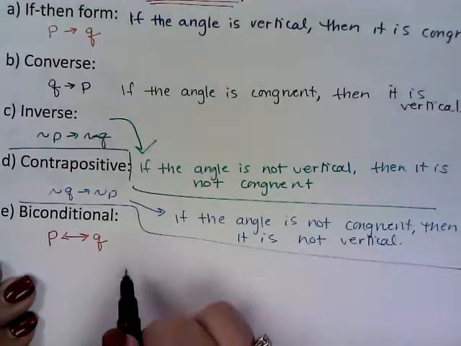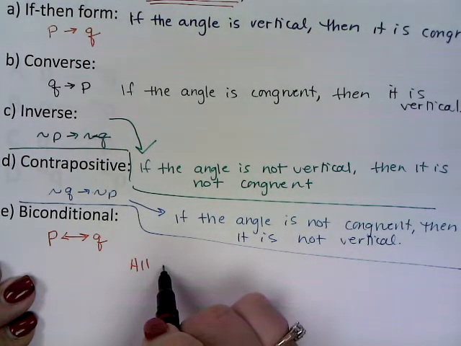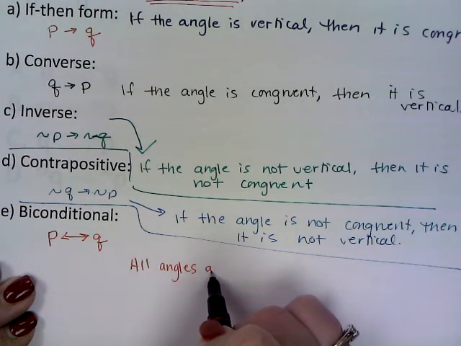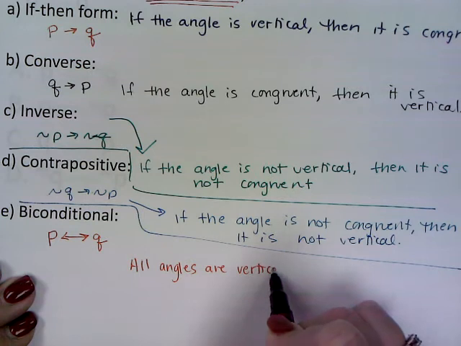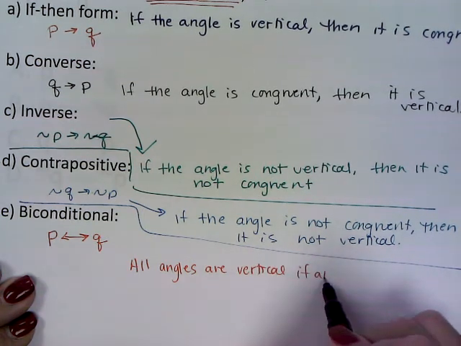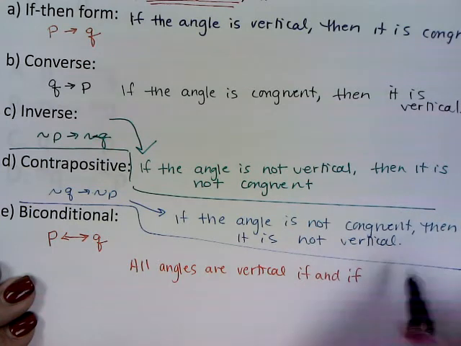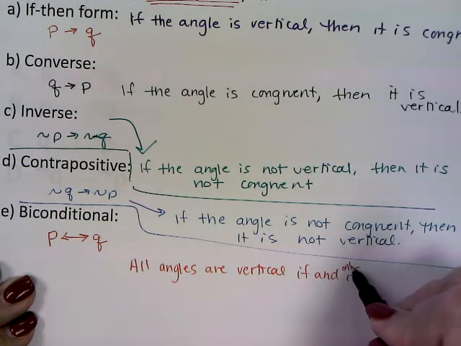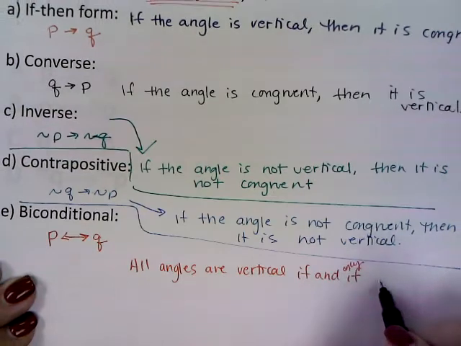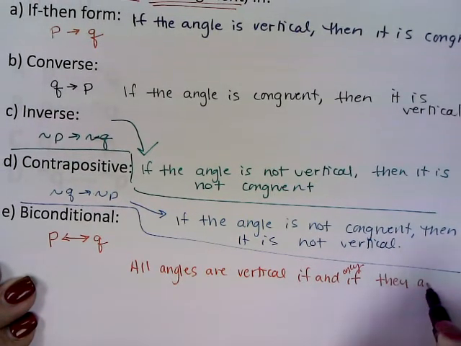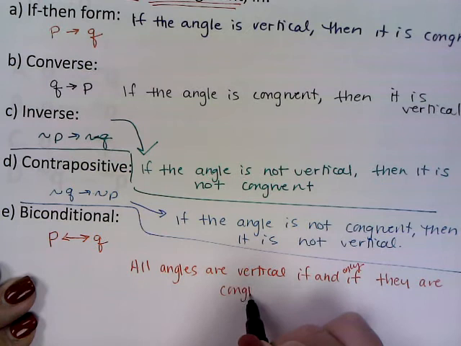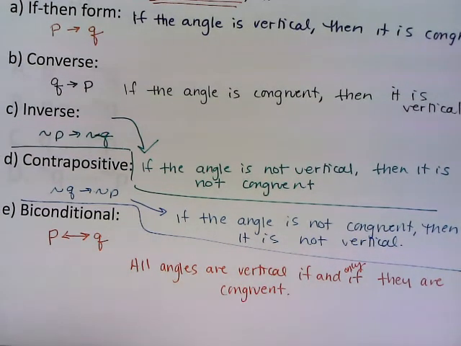It just takes my subject, all angles are vertical, puts the if and only if in the middle. Oop, I forgot the only, sorry. If and only if they are congruent. So with my biconditional, I shove an if and only if in the middle. I get rid of my if and my then.